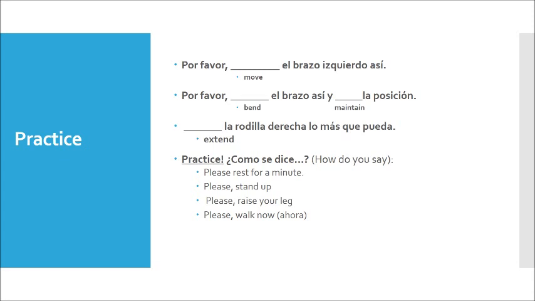So to say please rest for a minute, you say por favor, descanse por un minuto. You can also say descanse por un minuto, por favor. Next, please stand up, por favor, párese. Please raise your leg. And here for raise, you can either use levante or suba. So say, por favor, levante su pierna, o por favor, suba su pierna. Or please walk now. I'd say, por favor, camine ahora. So these are just a few examples to practice with, just using the commands in an exercise program.